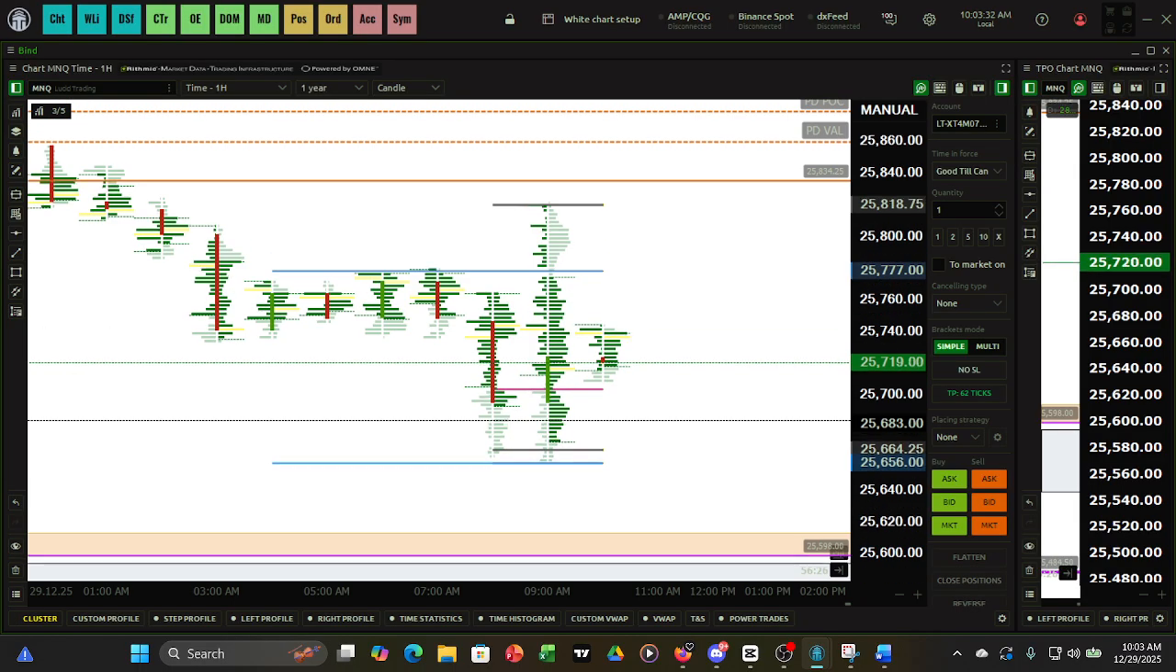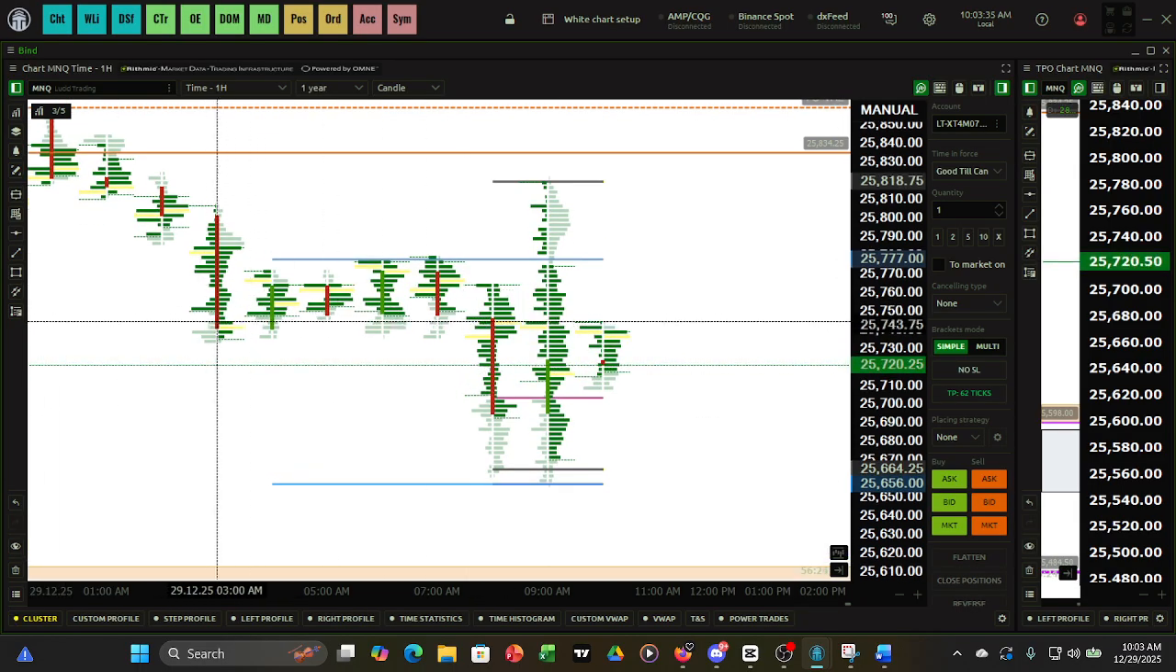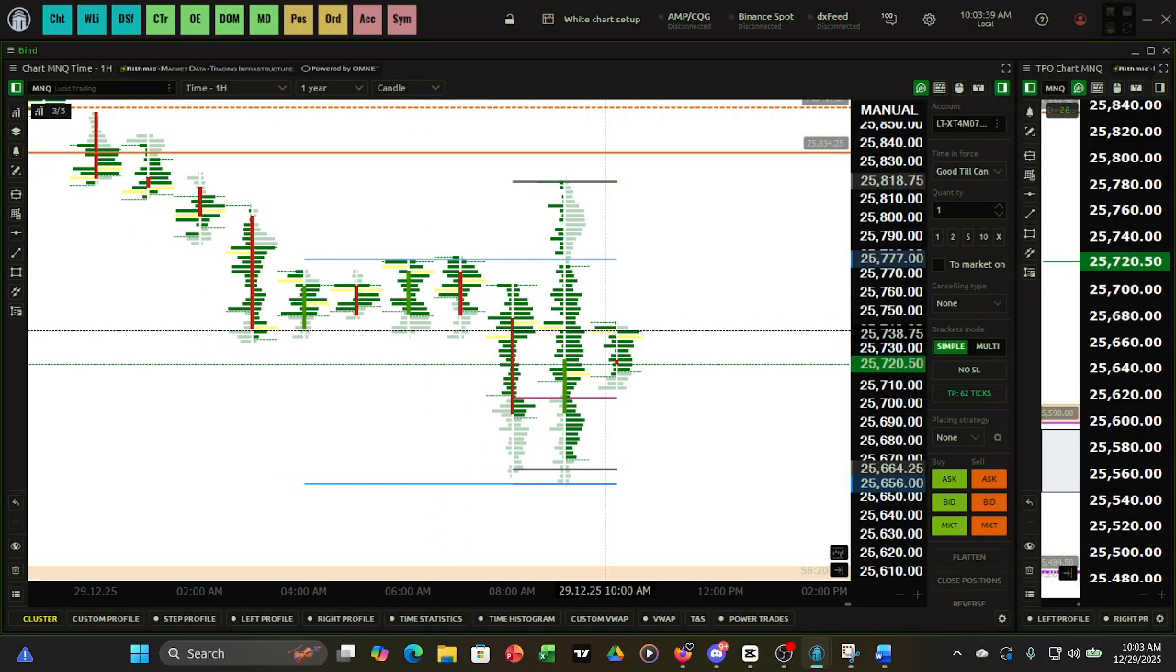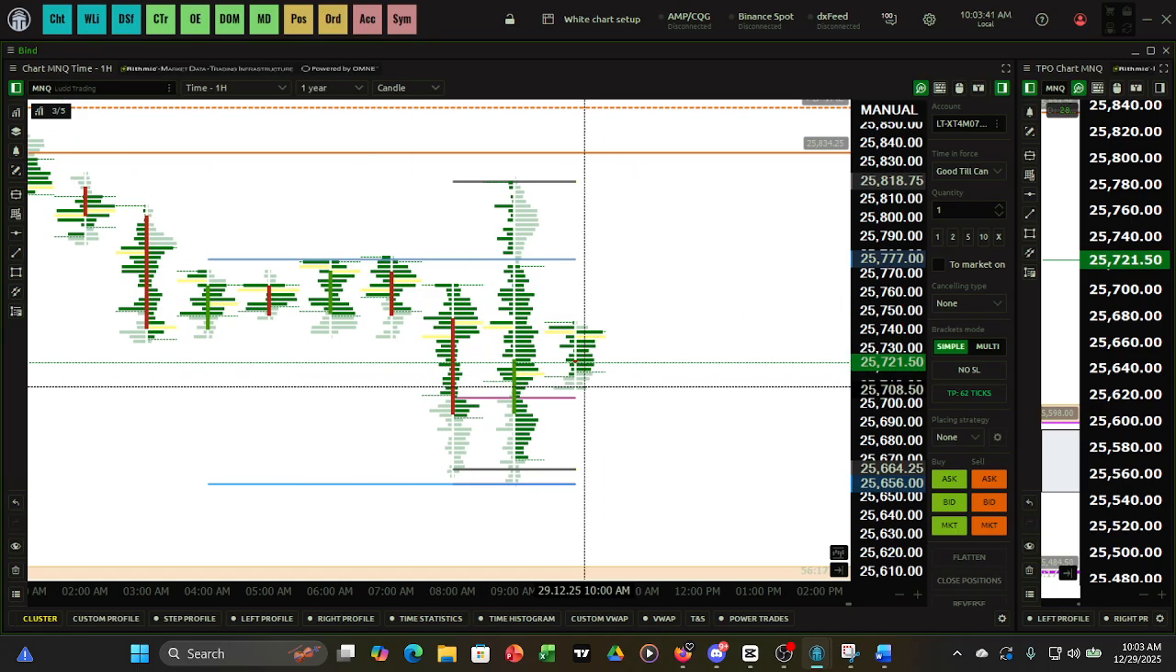Another thing that you guys can do is look at these POCs, see how they're migrating, see how they start to migrate down, right? And now it's coming back up. So you can use it just like this as well.